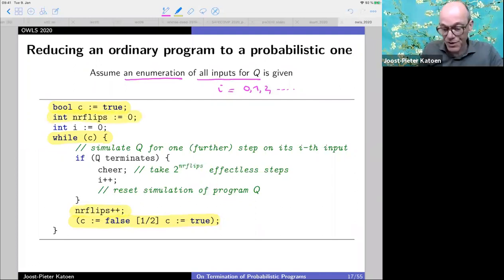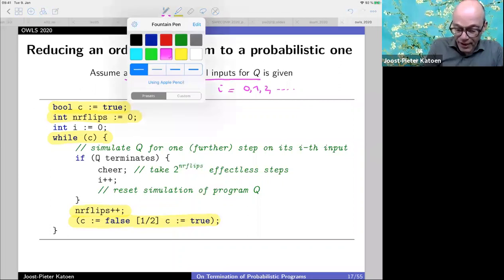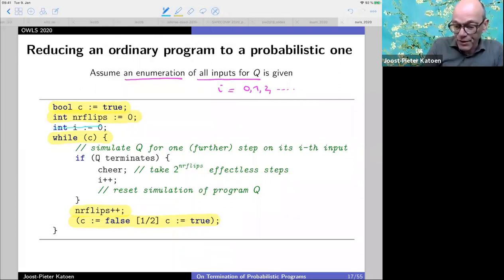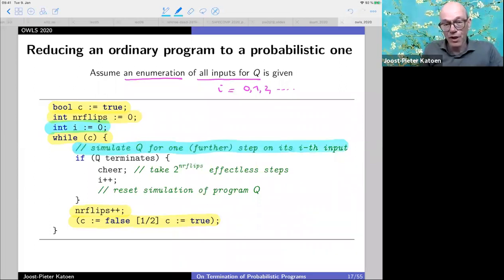And now this program P, this probabilistic program, is going to simulate Q. How is it going to do that? Well, first of all, it's going to take an input. We start, of course, with input 0. So that's over here. And now in this line, we simulate Q for one step on input I. So now we run basically program Q. We do one step on input I.